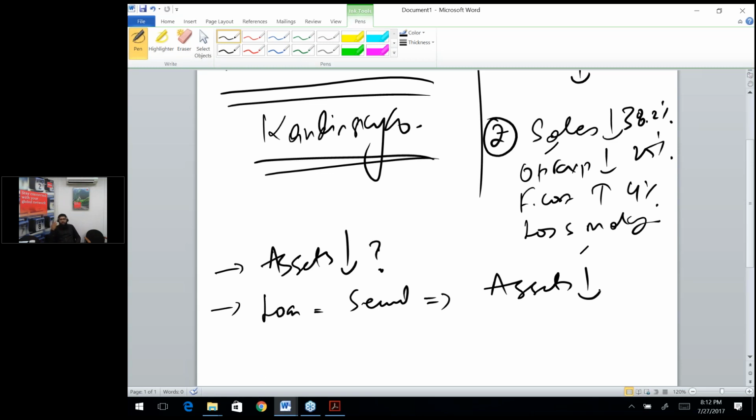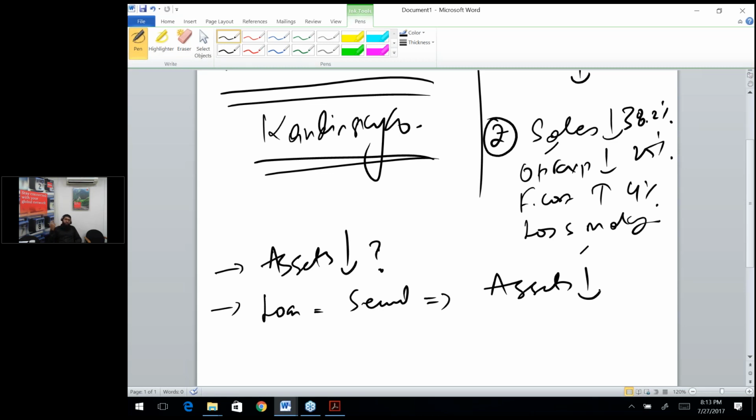If I am a lender, if I have provided money to somebody and they have given me security of some assets and the value of that assets goes down, I will be concerned as a lender about what I should do under the current circumstances. That's number one.